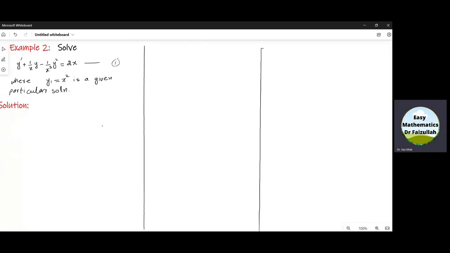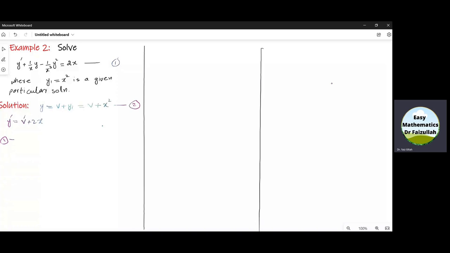Let us solve example number 2. We proceed as usual by substituting the general solution y is equal to v plus y1. But y1 is given, so we can write v plus the value of y1, which is x square. Let us say this is equation number 2. From this we obtain the value of y dash by differentiating both sides. So this is equal to v dash plus 2x.